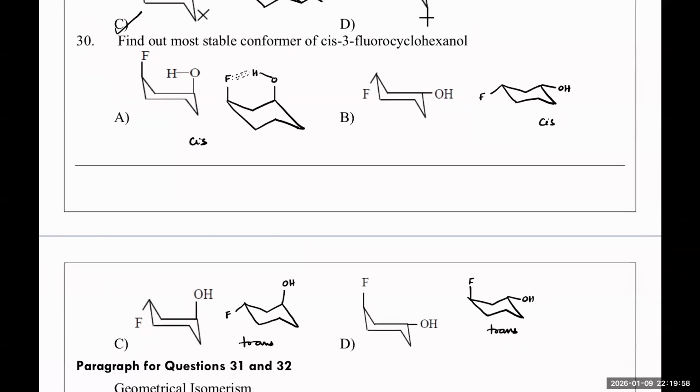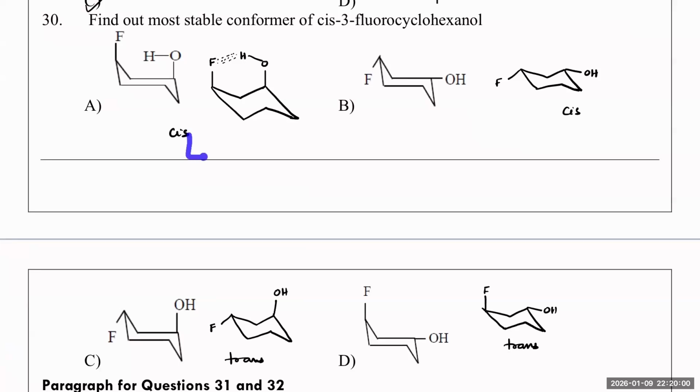So since the question is asked about the cis form, between these two cis forms here, there is a hydrogen bonding that exists. So that makes it A being more stable. Okay.